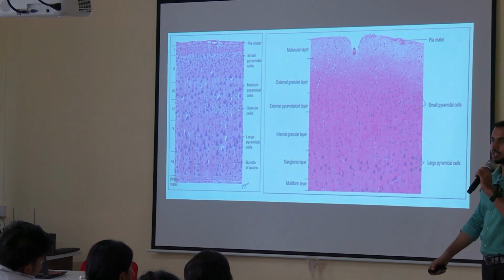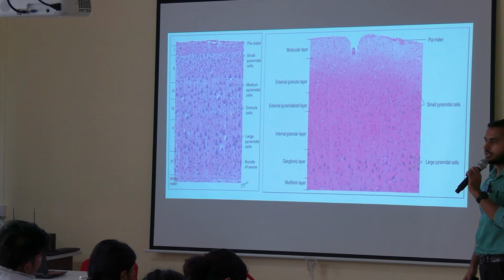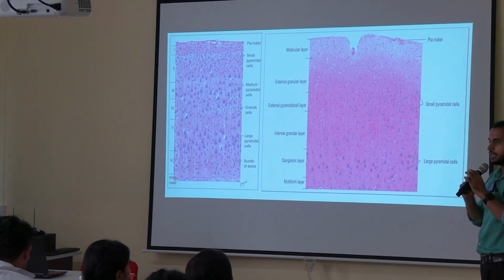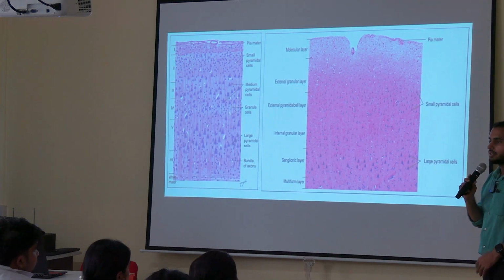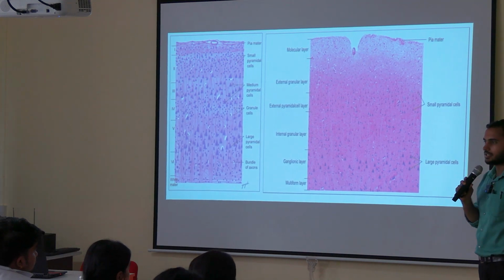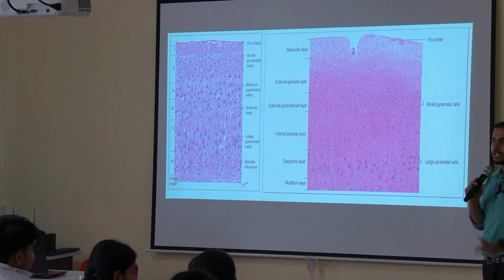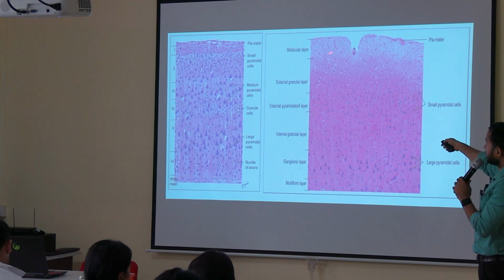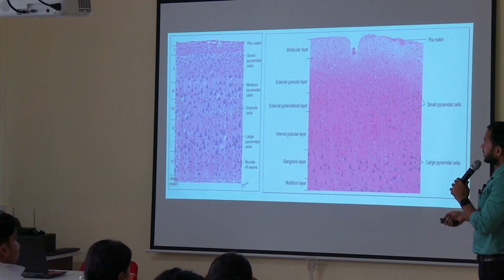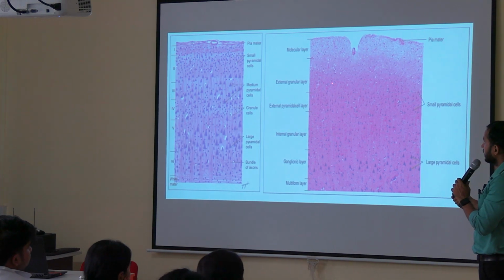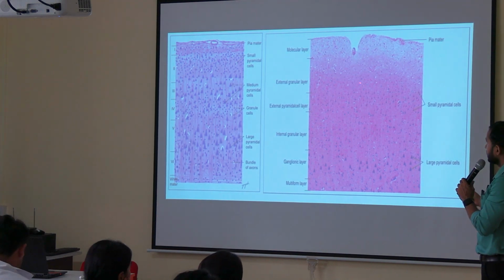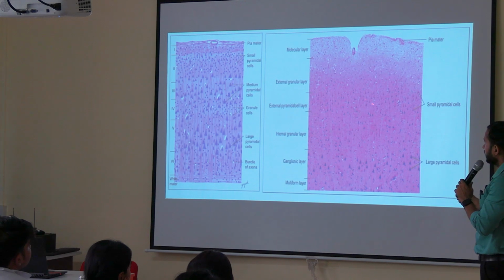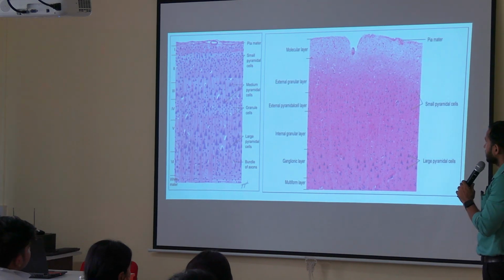What I have mentioned, what is the appearance of the molecular layer? It appears brighter. Why? Because only one type of cell is present. The remaining part is made up of fibers. That's why you can see it is bright in appearance. Next, you can see the external granular layer. See, so many granule cells can be seen. After that, you can see the external pyramidal layer.